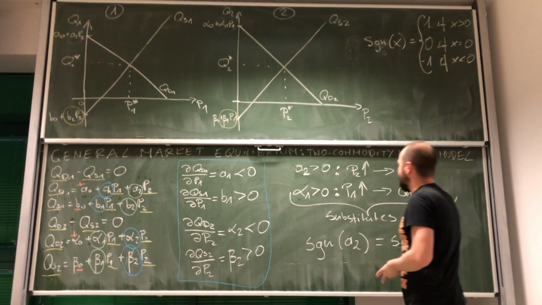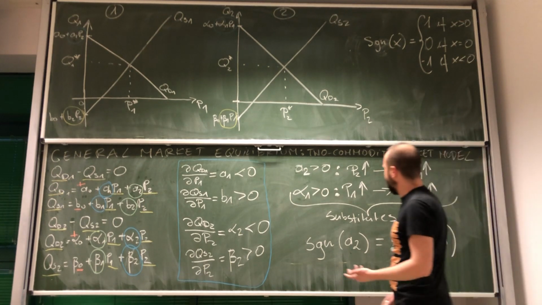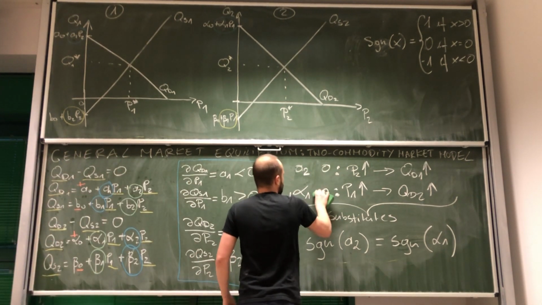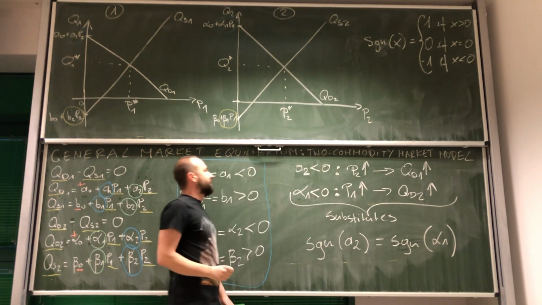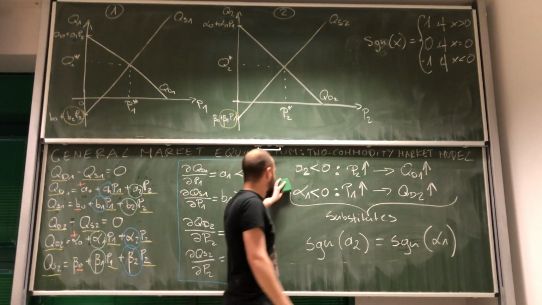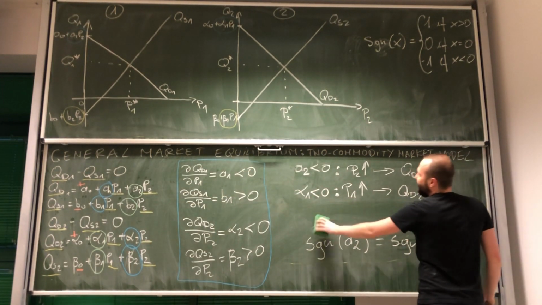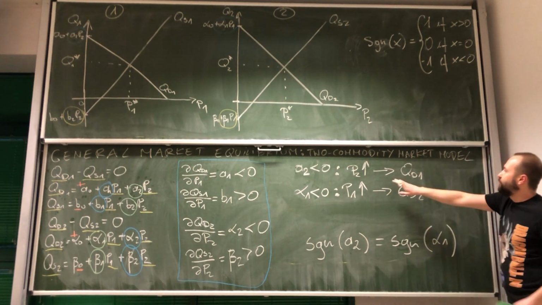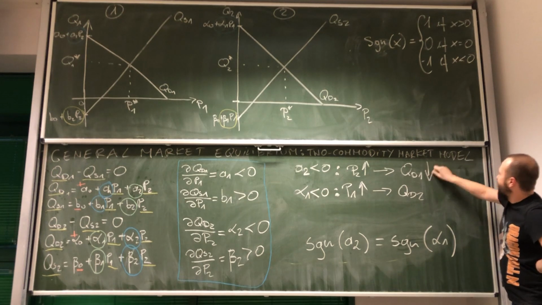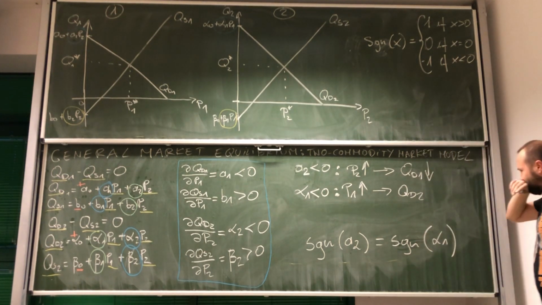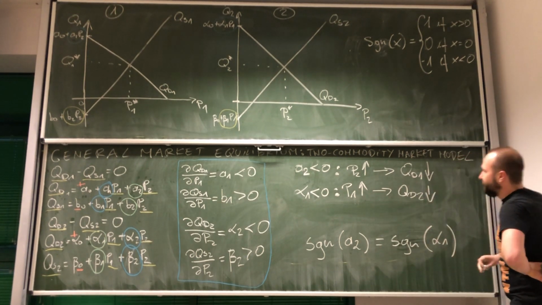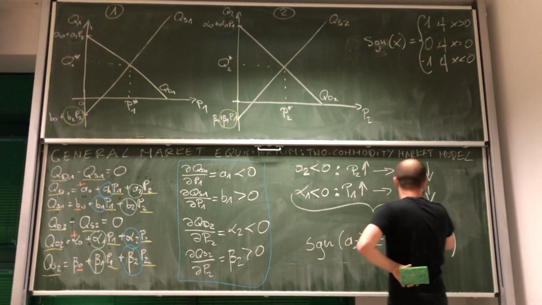Okay, now, what would happen if we had the opposite situation? What if those parameters were both negative? Because definitely they need to have the same sign, no matter what. And look, if they were both negative, then an increase in the price of good 2 would mean a fall in quantity demanded of good 1. An increase in the price of good 1 would mean a fall in quantity demanded of good 2. How do we call such goods? Those goods are, of course, complements.